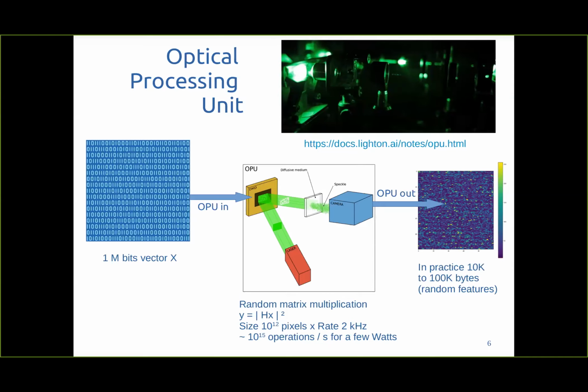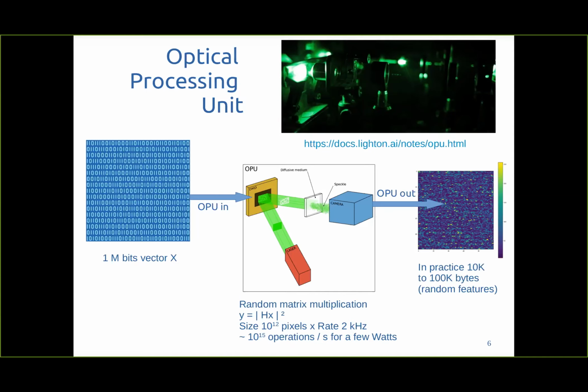What's quite surprising at first is that if you have two nearby pixels, they won't be more correlated in the end than if they were at the opposite ends of the DMD. So really, every pixel is independent, and you have a camera at the end, and you get this speckle figure, which corresponds to random features that are IID. And it's really doing physically this random matrix multiplication, and you can sample in practice 10,000 to 100,000 of those random features, and apply your favorite linear algorithm.